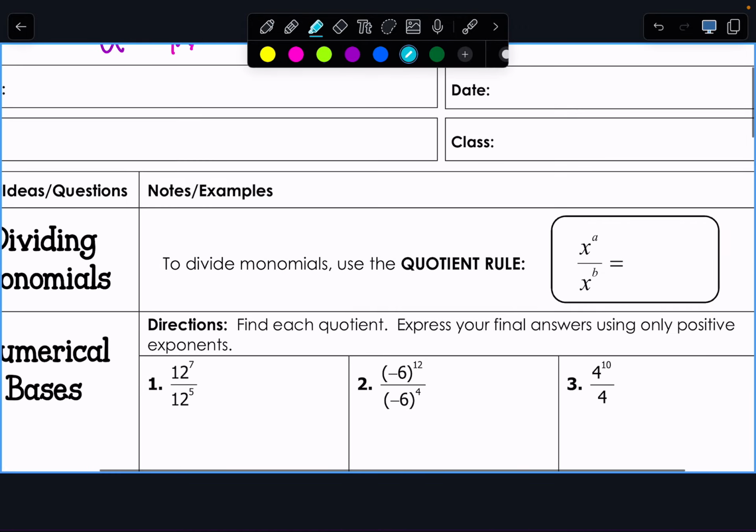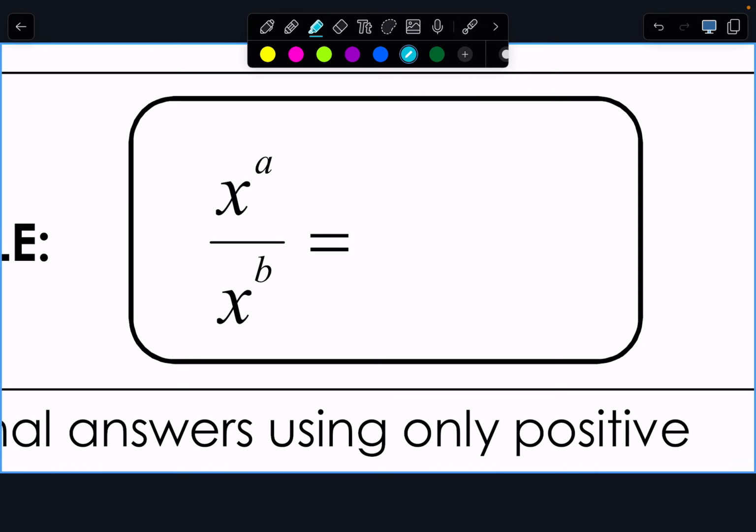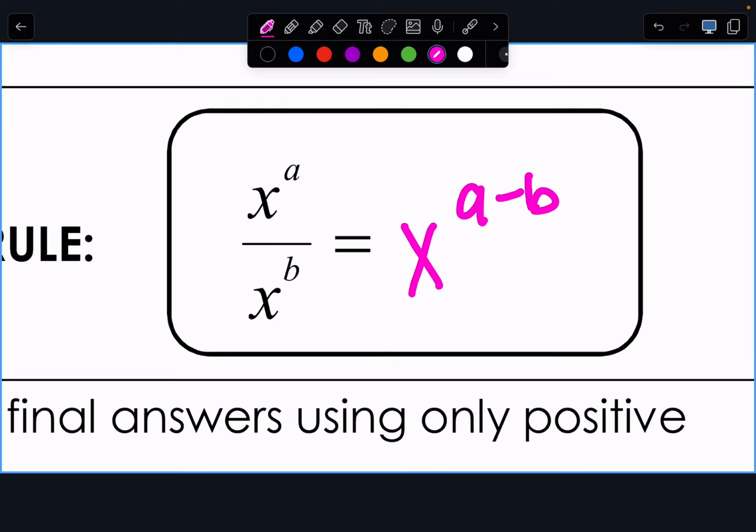So what I want you to write right here is that we need to subtract our exponents if we're dividing. You good? Okay. Huh? It is. Okay. All right.